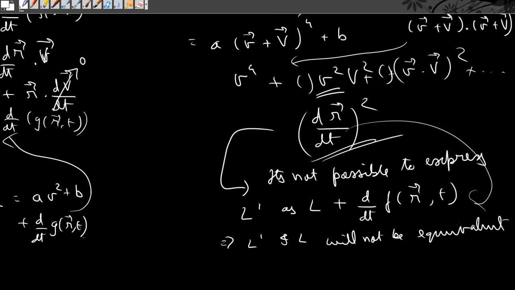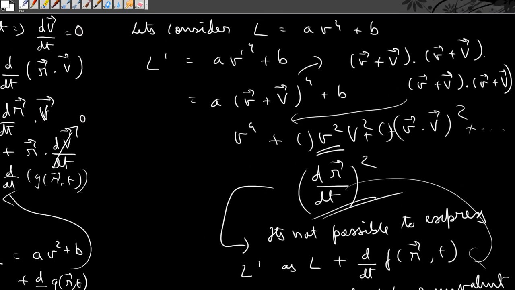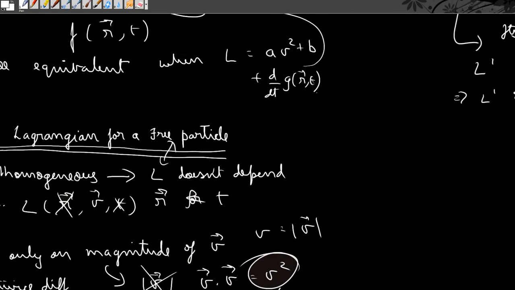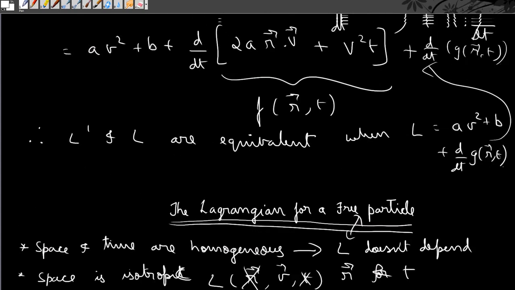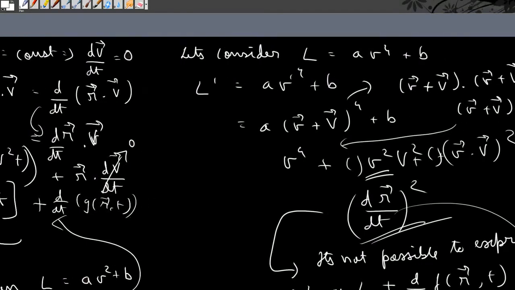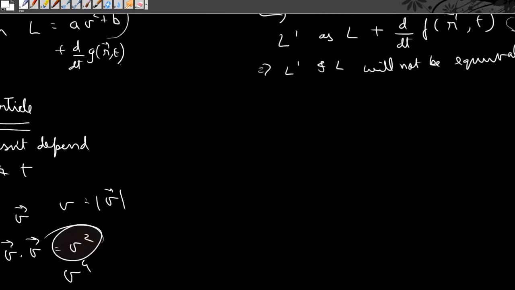Okay, but this is against Galileo's relativity principle, which says that the laws of mechanics must be the same in any inertial frame of reference, which is violated if we consider L to be dependent on v to the power 4. So this works, that is, L dash and L to be equivalent will work only if L is a function of v square alone. So that is the justification for why L must be a function of v square.